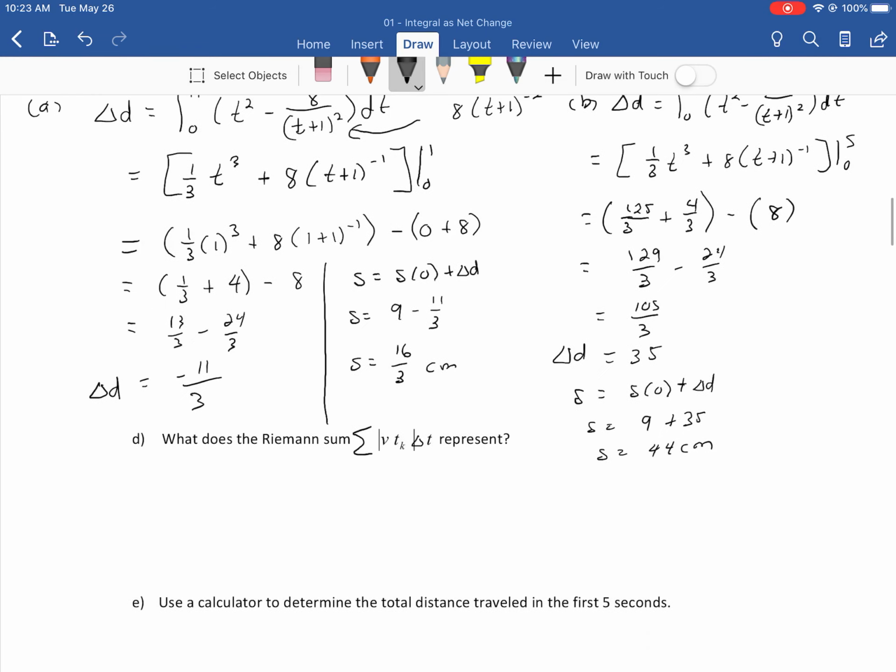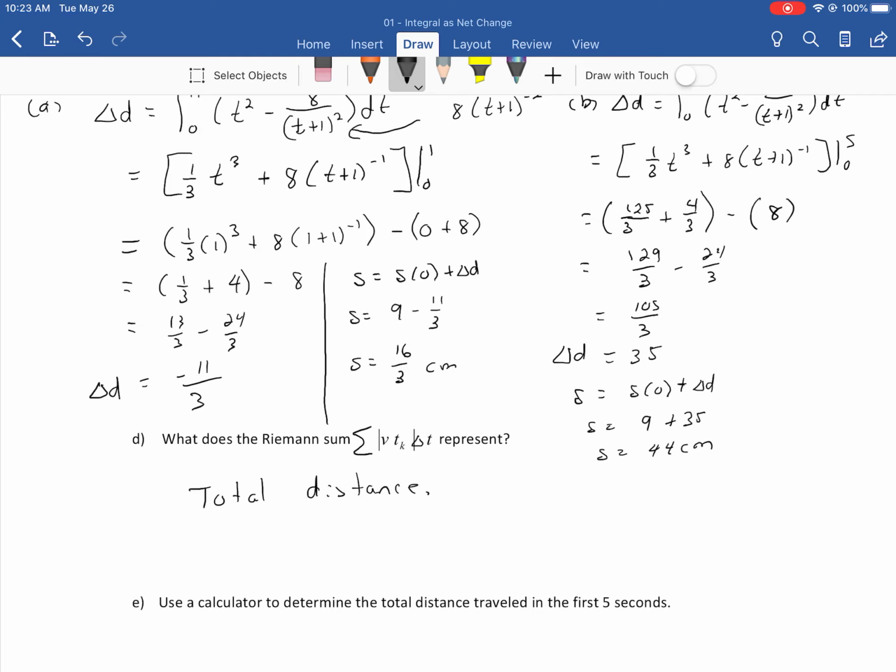Okay, next question. What does the Riemann sum, sigma of the absolute value of v of tk times delta t, represent? Well, in this case, we're not doing positives and negatives because it takes the absolute value of each one. So it's not displacement we're talking about here. This would be total distance traveled. If that isn't clear, a quick example: if you have a pedometer on your watch that counts steps, at the end of the day it only counts positive numbers. It doesn't count whether you move forward or backward, so it's always positive. We call that the distance you've traveled.